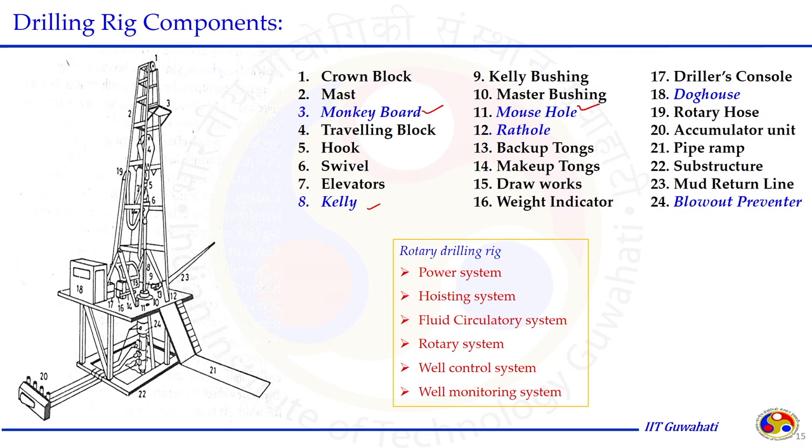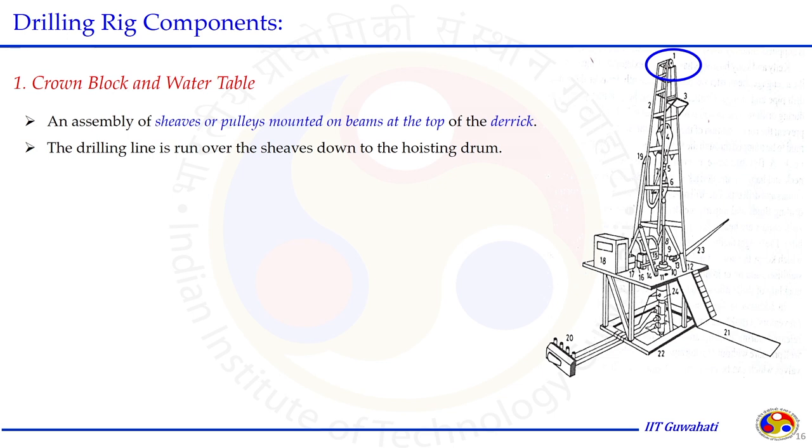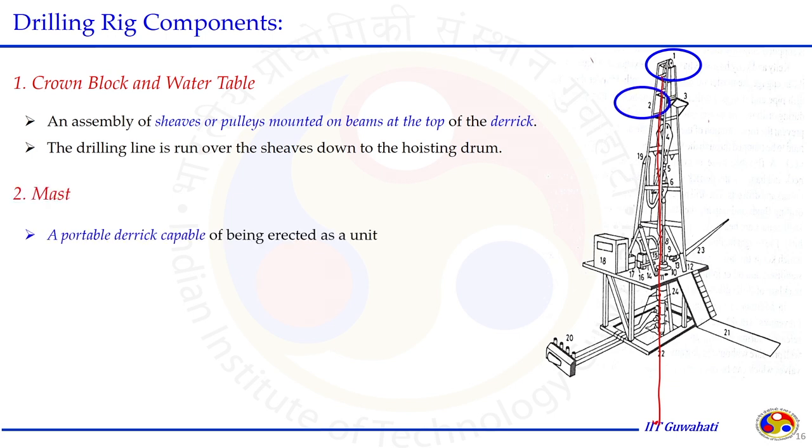Let us discuss some key components like the crown block or the water table. This is the topmost part in the derrick. This is an assembly of sheaves or pulleys mounted on beams at the top of the derrick. So the drilling line is run over the sheaves down to the hoisting drum. Mast, this is a portable derrick system, or a portable derrick capable of being erected as a unit. So this can be erected as and when required.